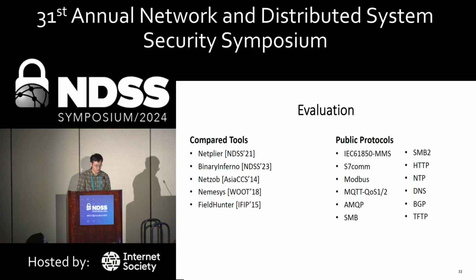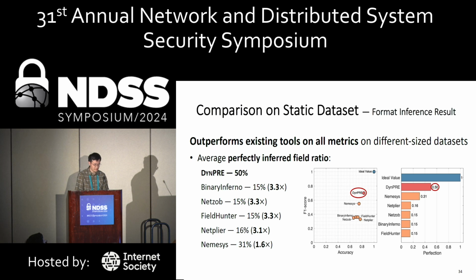For the evaluation, we compare DynPRE against 5 reverse engineering tools and evaluate their performance on 12 public protocols. We provide those tools with the same input network traces. In terms of the format inference, DynPRE has a 50% perfect format inference rate, which is 1.6 times to 3.3 times higher than other tools.